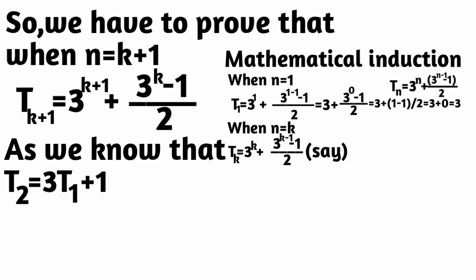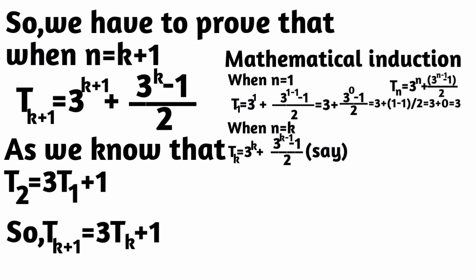As we know, the second term t2 can be written in terms of t1 as 3t1 + 1, and similarly, following the same procedure, we can write the third term, fourth term, and fifth term using the preceding term. Now, in order to prove the above by mathematical induction, we have to use this expression. By following this pattern, we can express Tk+1 in the form of Tk, which is equal to 3Tk + 1.